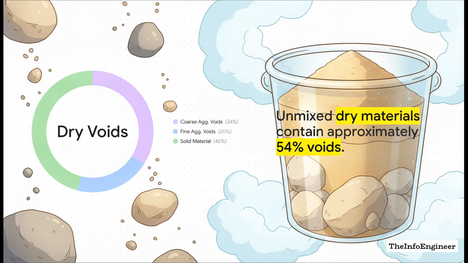Think of a bucket filled with large, chunky rocks. There's a massive amount of empty space between those rocks, right? That void space in the coarse aggregate makes up that 34%. Now, if you pour sand into that same bucket, the sand fills those gaps beautifully, but sand itself has tiny voids between its grains, accounting for that other 20%. Add them up, and you have exactly 54% void space. So to get 1 cubic meter of solid compacted wet concrete, you need 1.54 cubic meters of dry ingredients to start with.